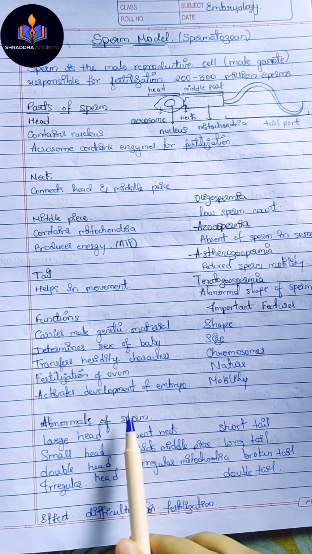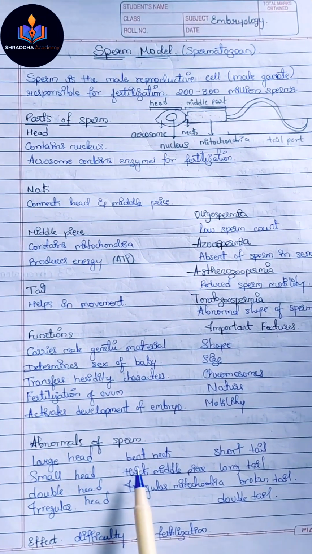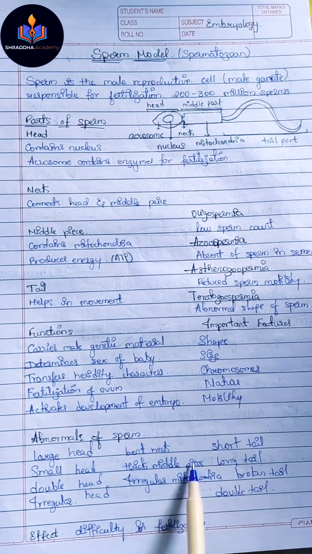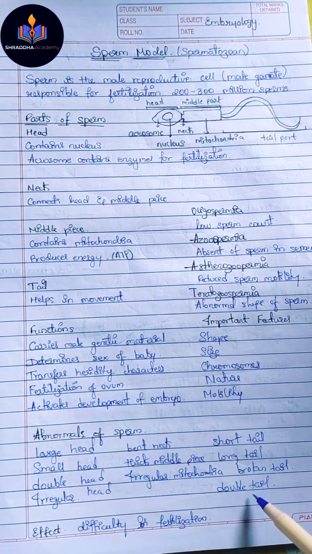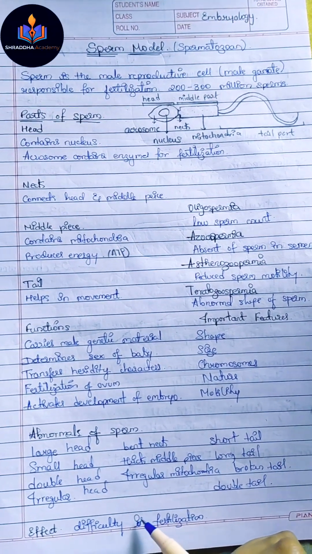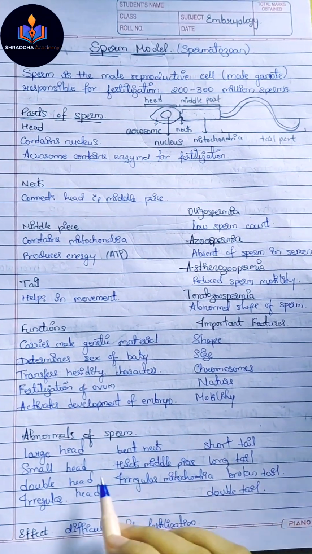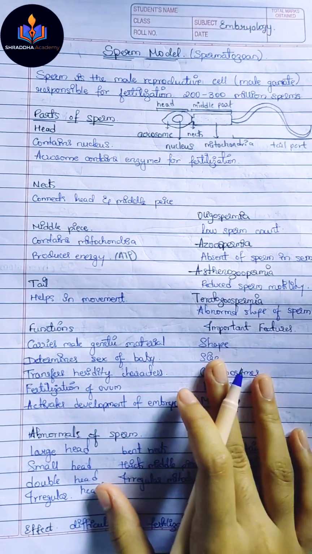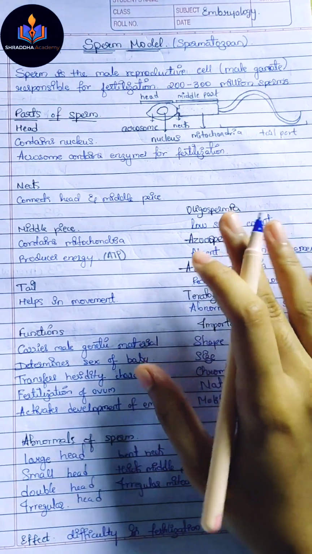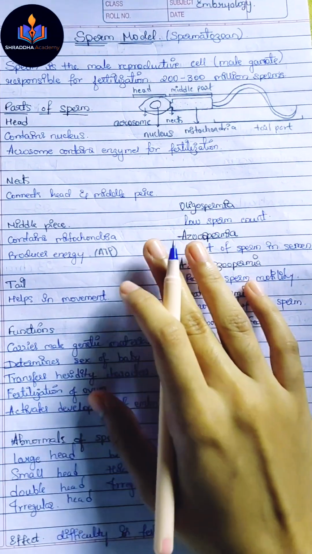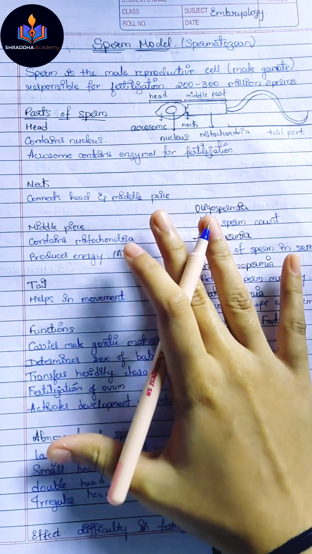The abnormalities of the sperms are long head, short head, small head, double head, irregular head, bent neck, thick middle piece, irregular mitochondria, and short tail, long tail, broken tail, double tail. The effect is difficulty in fertilization. If there is difficulty in fertilization due to abnormalities of the sperm, then the fetus will not develop properly, it will develop abnormally. So that's why the fertilization by the correct sperm is very important.